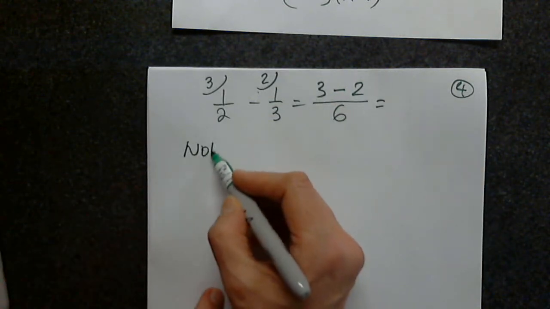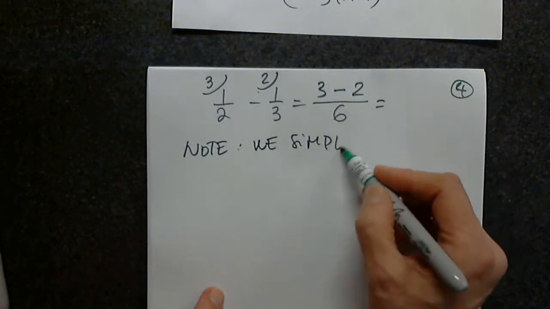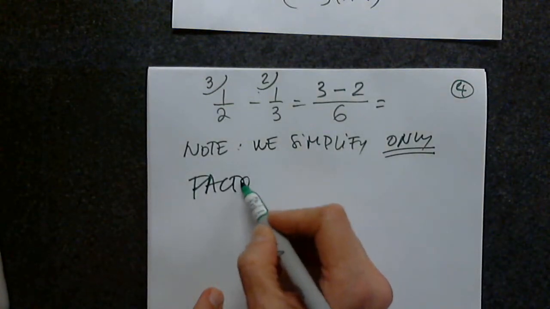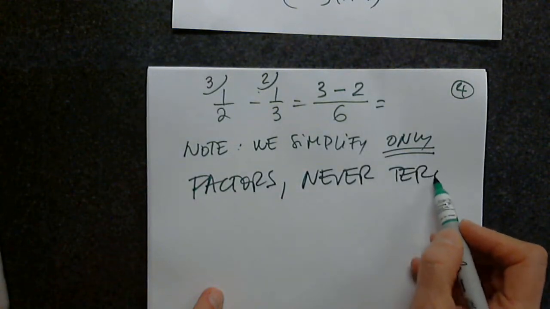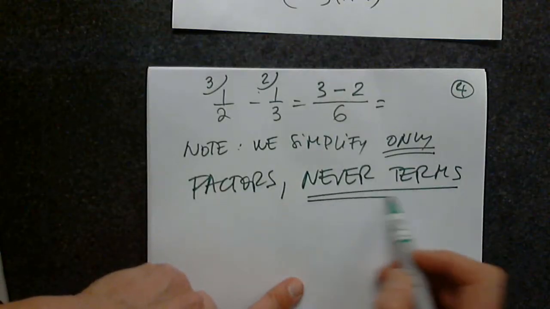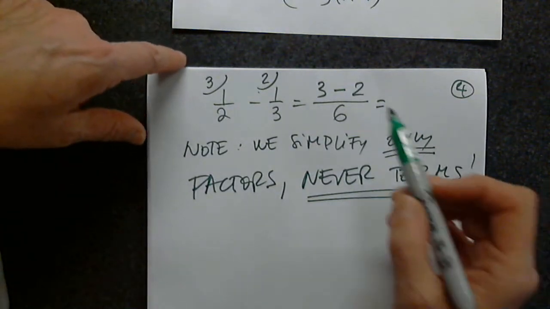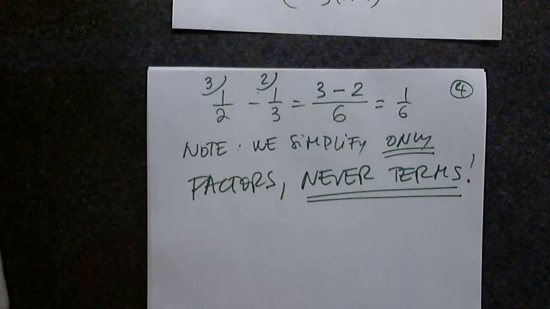Let me write a note. We simplify, I know we can be tempted, we simplify only factors, comma, never terms. These two are terms. We never simplify terms. This is another note for your notebook, in case you agree to do that. So 3 minus 2 is... the exact same method we are going to apply in our rational equation.